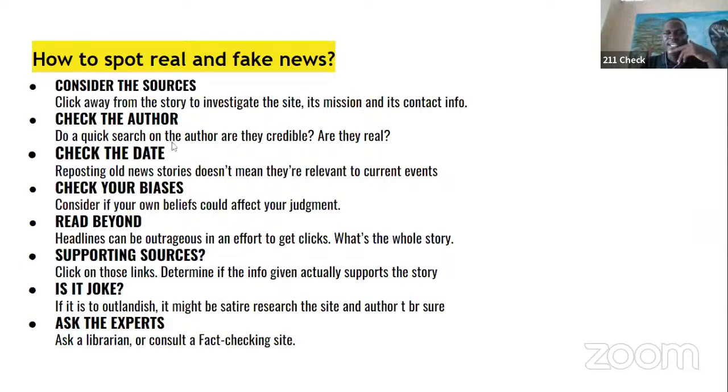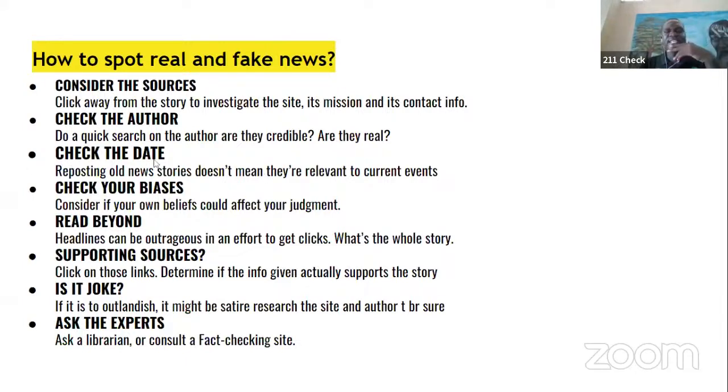You can do a quick search on the author, whether they are credible or whether they are real. For instance, if the story is published by Emmanuel Marube, you do a Google search: who is Emmanuel Marube? Of course, Emmanuel Marube should be somebody, if a genuine reporter, who should have digital footprints. So when you do a search on him, you should be able to get information about him.